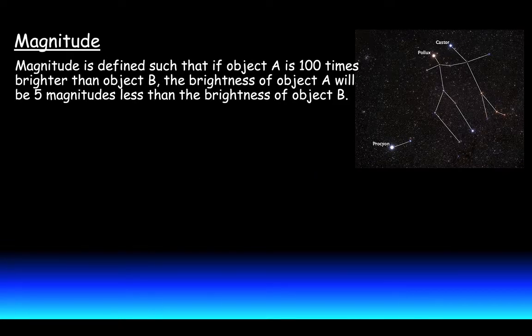Magnitude itself is formally defined so that if object A is 100 times brighter than object B, the brightness of object A will be 5 magnitudes less than the brightness of object B.